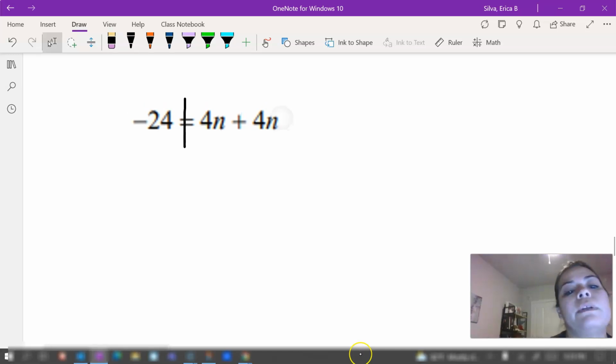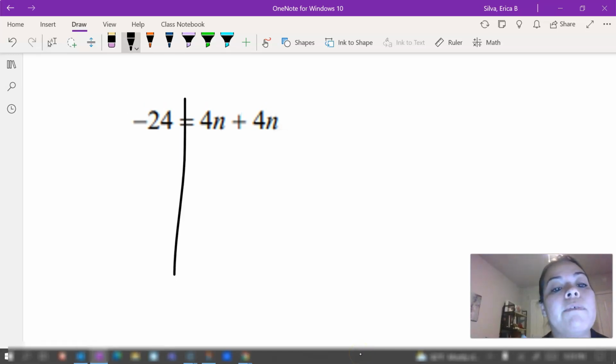Go on to the next one. We've got negative 24 is equal to 4n plus 4n. Now notice how these two have n's. So the first thing we need to do is combine like terms. So we don't say 4n plus 4n, we combine them and say 8n.